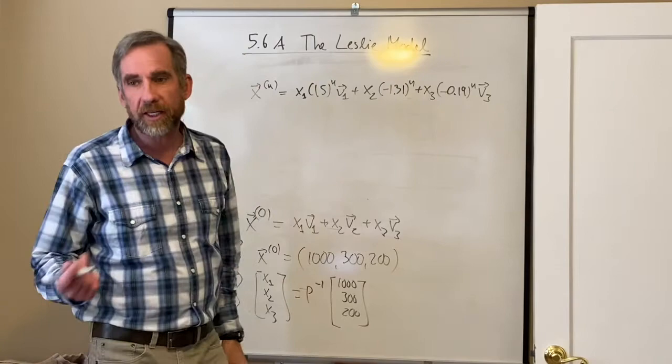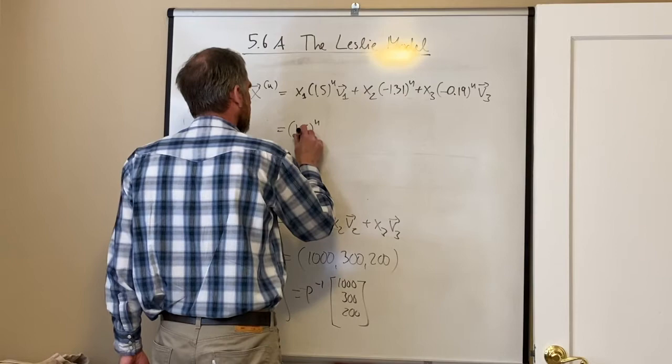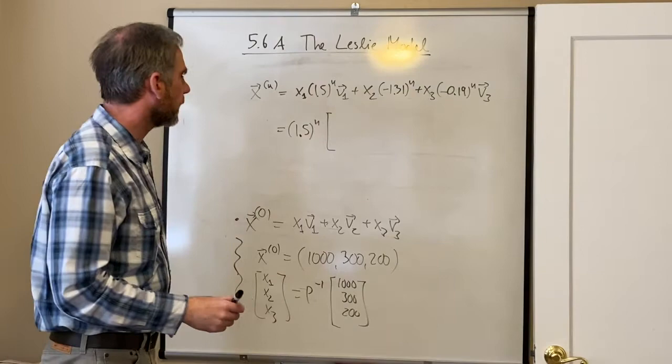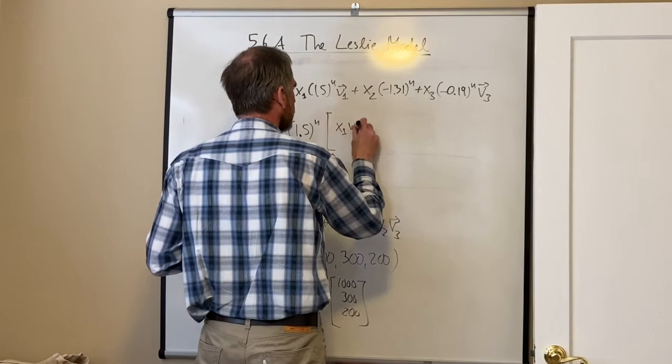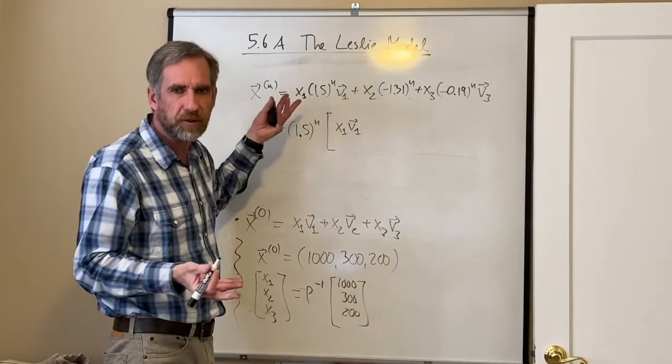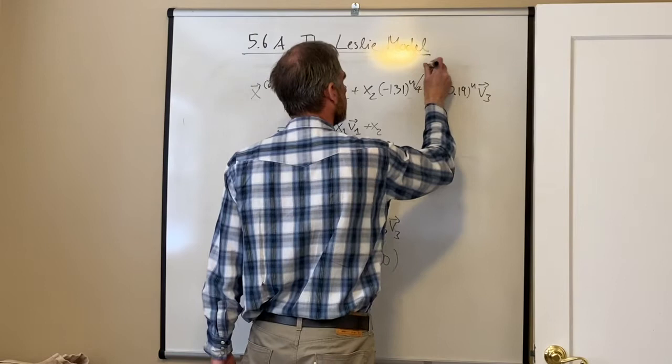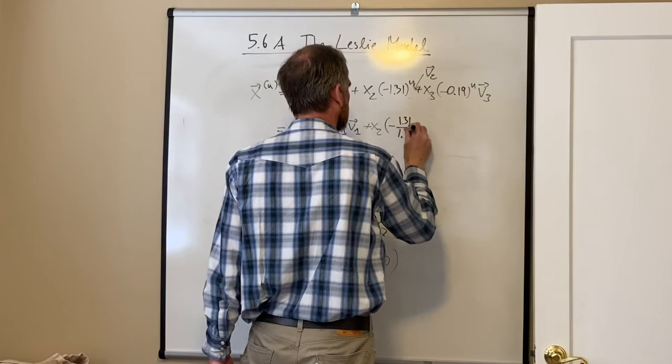But the thing is that I can still get a clear picture of what the asymptotic behavior is by simply using a little algebraic trick, which involves factoring out the 1.5 to the n out of this whole expression. We didn't have to do that in the first example because there we had 1 to the n, so there was nothing to factor out, right? And I forgot a v2 here. I'm rewriting things like this.